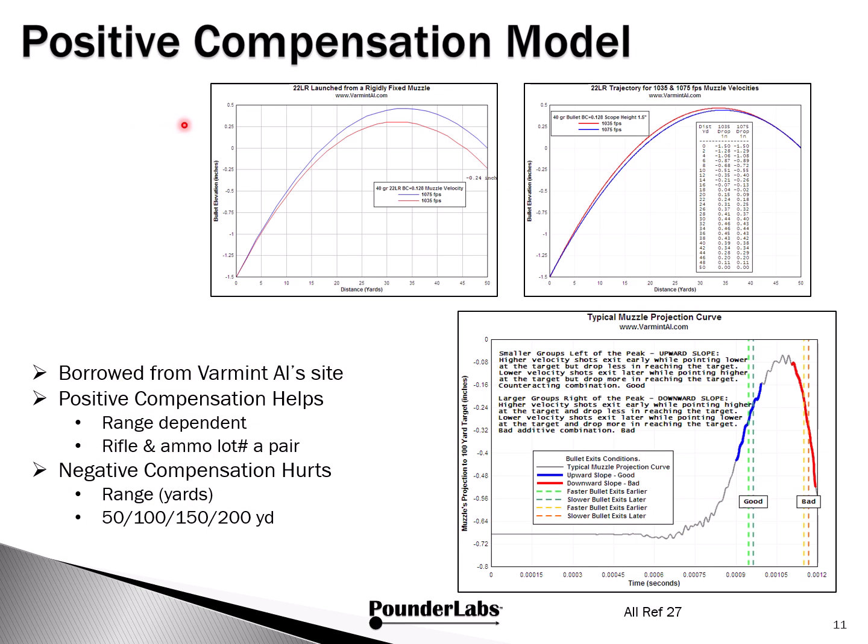The Kolbe experiment demonstrates what's called the positive compensation model. Let's use these excellent diagrams from Varmint Al's site so we see how this works. If we bolt the barrel into a rigid vise and fire 2 different rounds, the lower velocity is going to follow this trajectory out to 50 yards. The higher velocity is going to go higher and will have a different impact point.